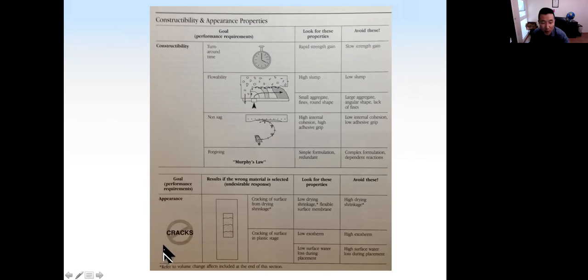So if cracking is a concern, we need to look for materials with low dry shrinkage, or even use a flexible surface membrane to enhance the resistance to cracking. A smaller change in temperature gives us a lower potential for thermal cracking, or reduce the surface water loss, so we can reduce the dry shrinkage.